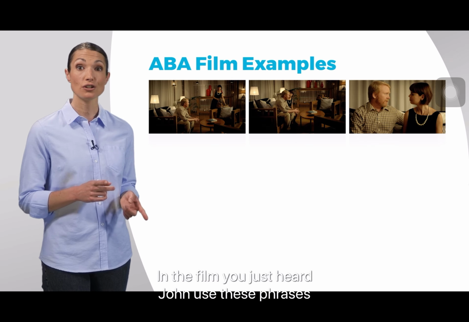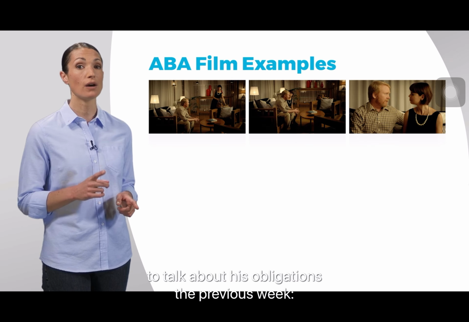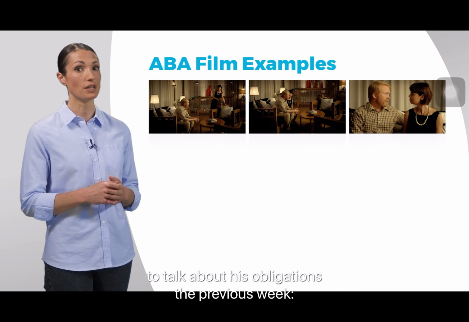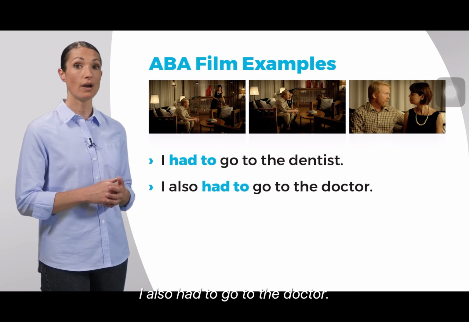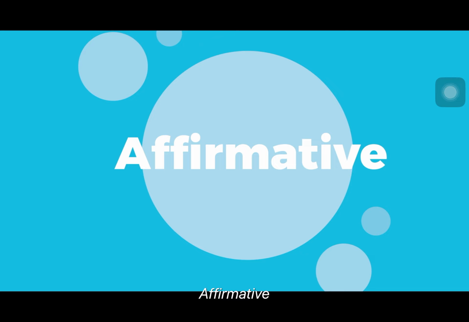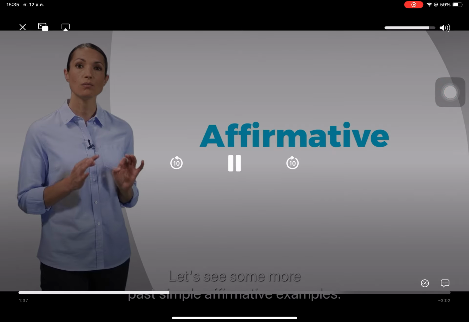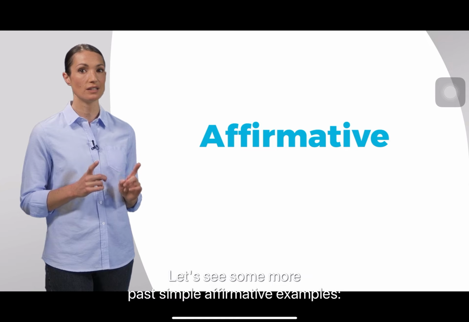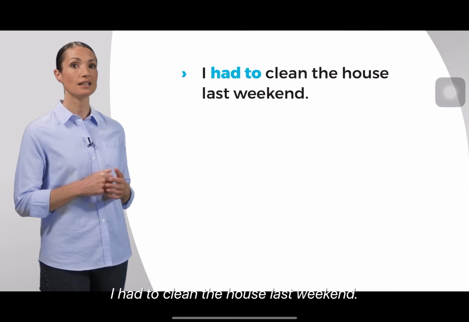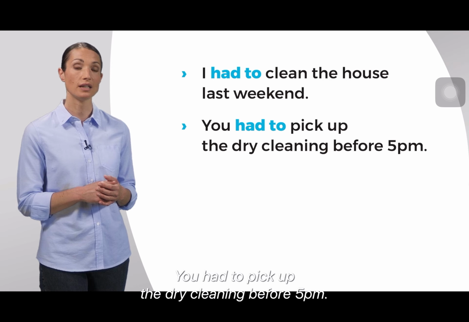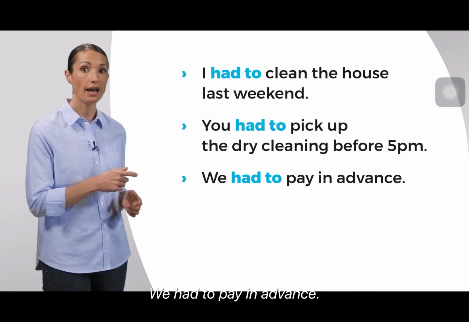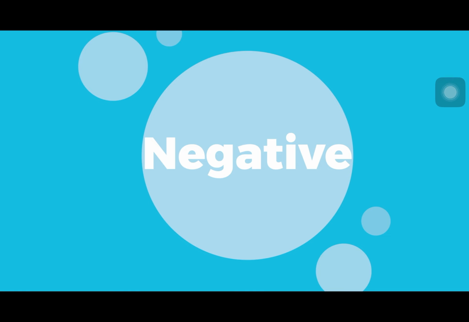In the film, you just heard John use these phrases to talk about his obligations the previous week. I had to go to the dentist. I also had to go to the doctor. Affirmative. Let's see some more past simple affirmative examples. I had to clean the house last weekend. You had to pick up the dry cleaning before 5 p.m. We had to pay in advance.